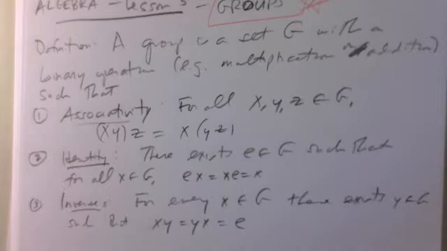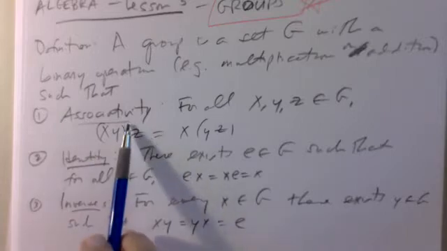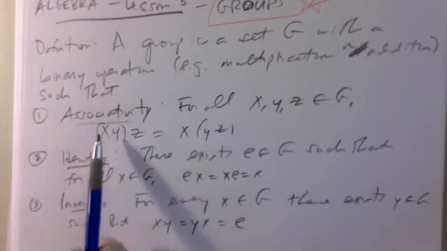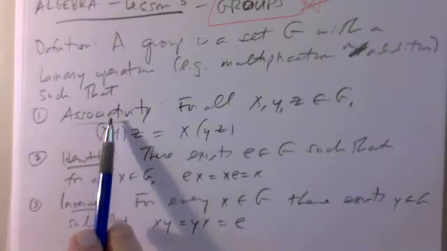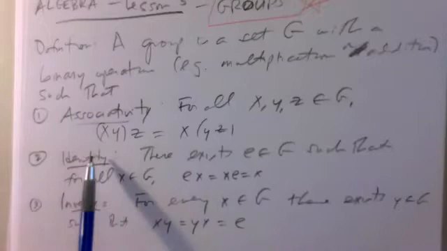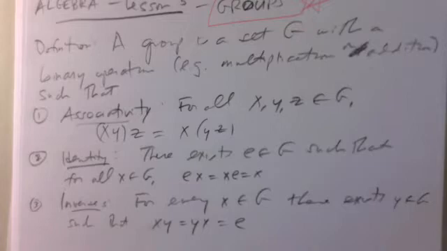If you have a set with a binary operation that's just associative, it's called a semigroup. And if you have a set with a binary operation that's associative and there's an identity, it's called a monoid. But we're not going to spend very much time talking about semigroups and monoids. The central notion is that of a group.